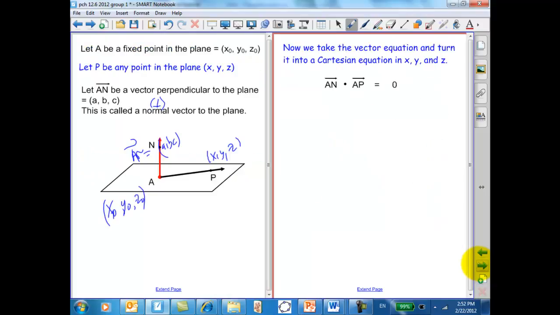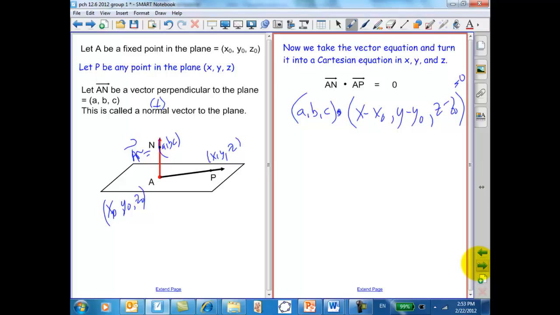Now, AN is ABC, right? What's AP? How do I come up with a little formula for AP? X minus x naught. There you go. See how you do that? Remember, to come up with a vector between 2 points, you have to subtract the coordinates of the points, okay? Now you do that, and that's all equal to 0.